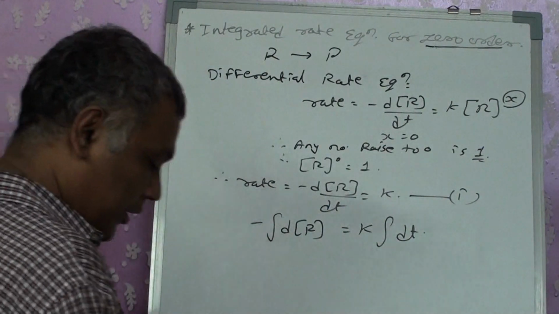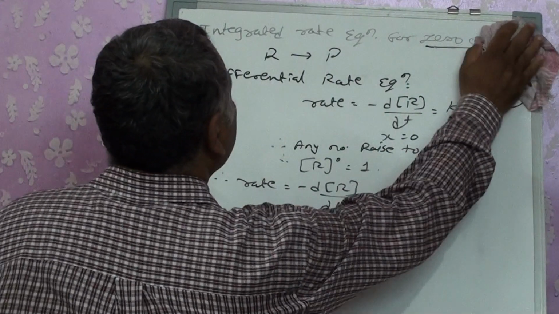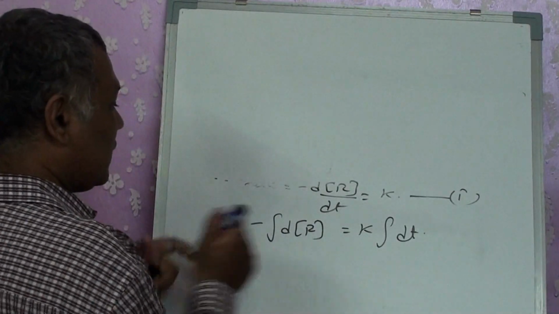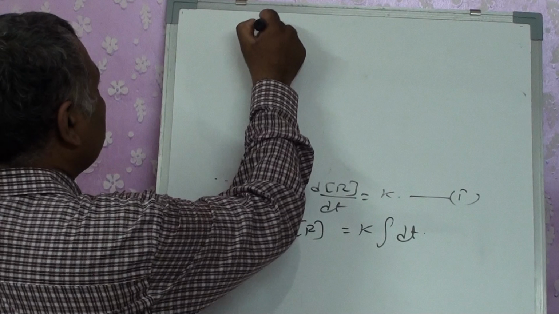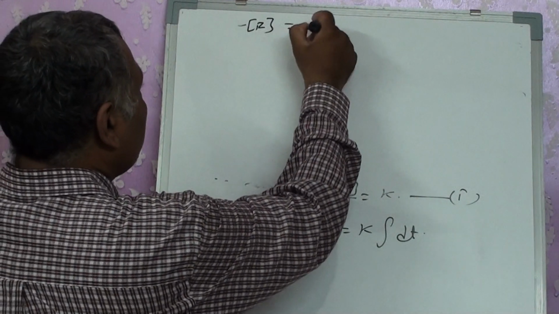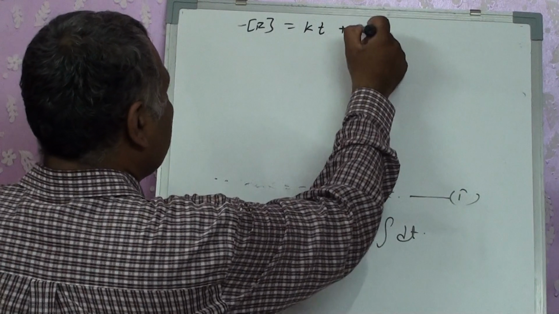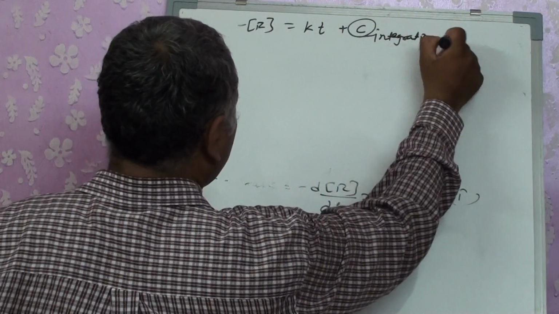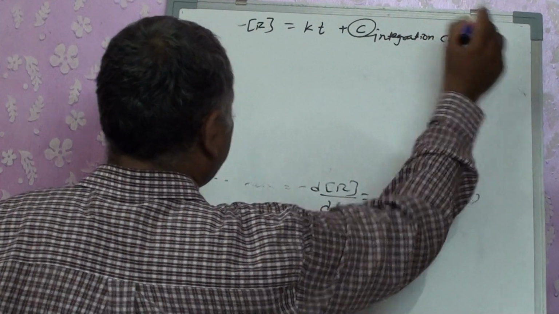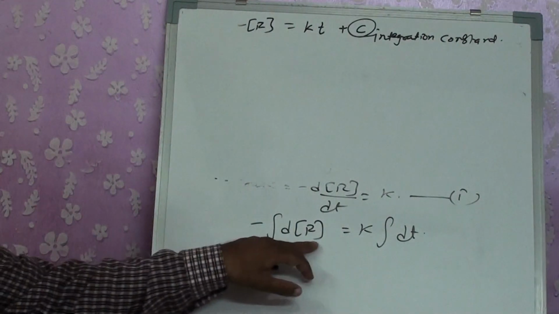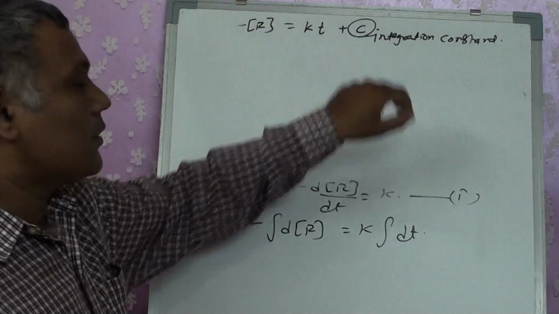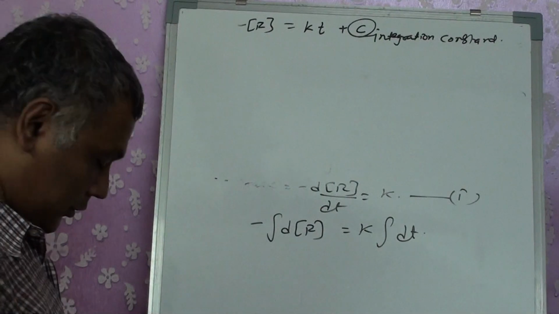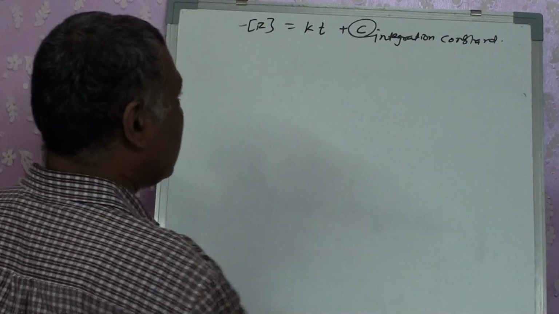For this, we get minus [R] equals kt plus some constant. This is known as the integration constant. So we got minus [R] equals kt plus C, where C is the integration constant that we took. Now we want to find out the value of that integration constant.